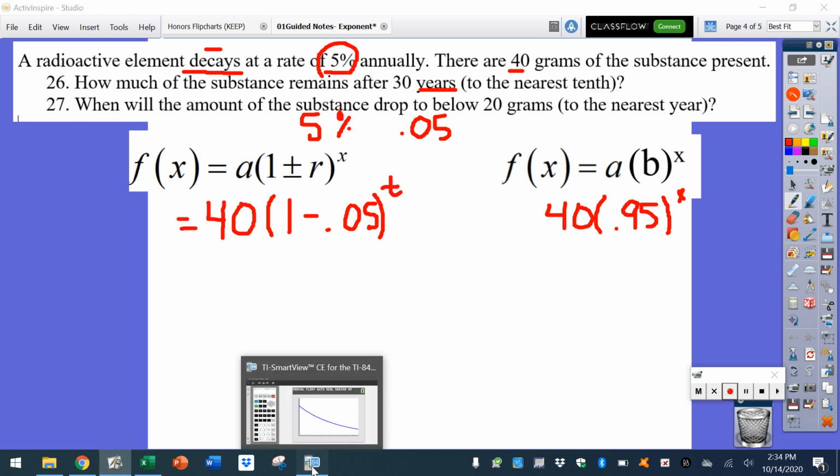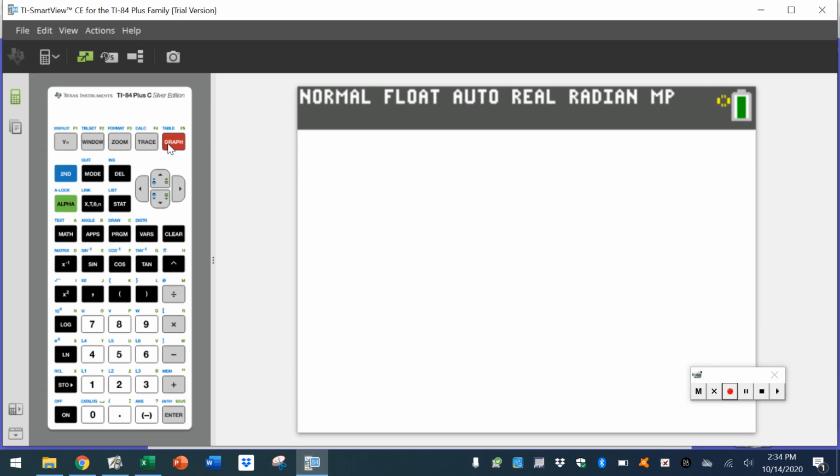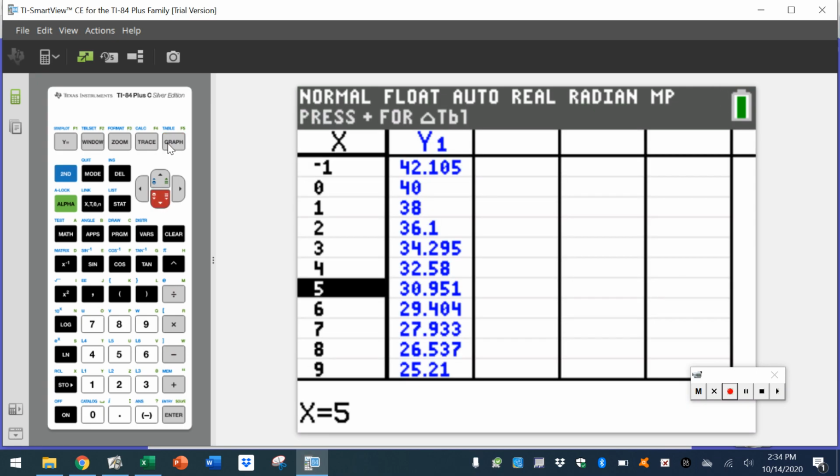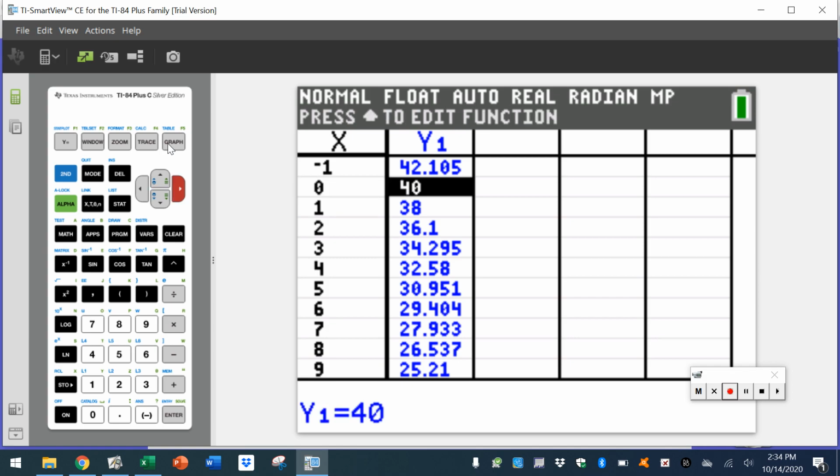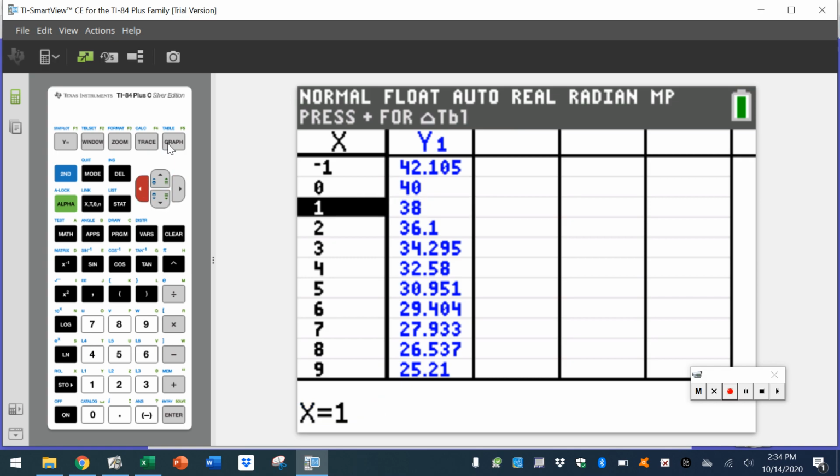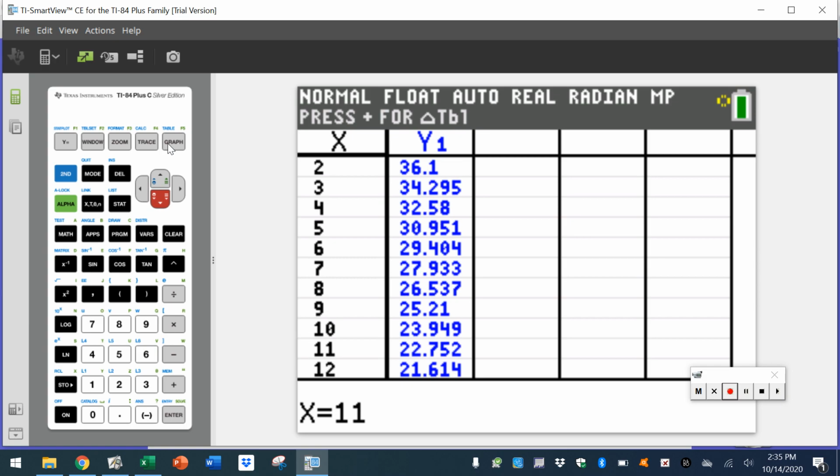So let's go look at the table. 30 years. Let's go back up first. Excuse me. In the beginning, you had 40. You're losing 5%. So if you take 0.05 times 40, you would get 2. So we're losing 2 that first year. So you keep on going to 30 years.